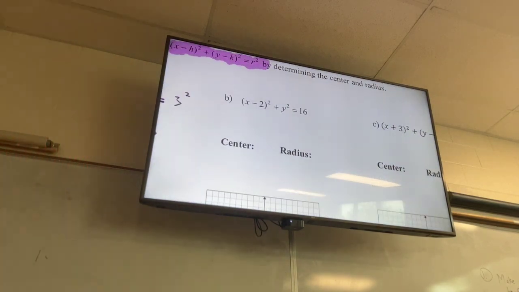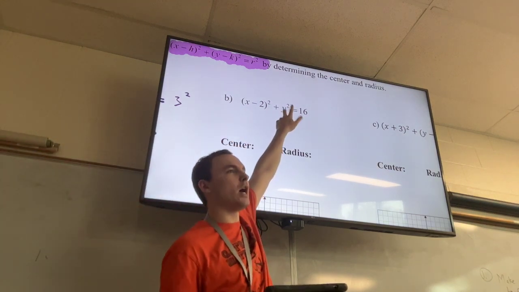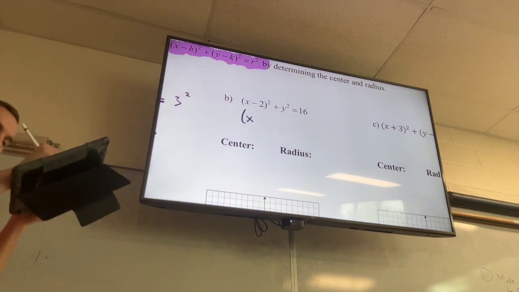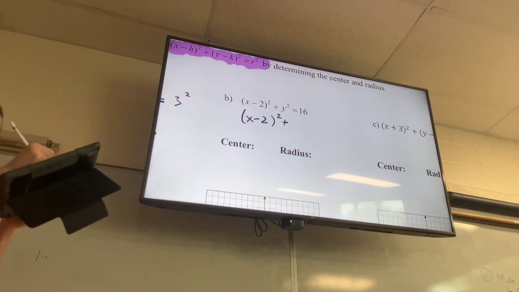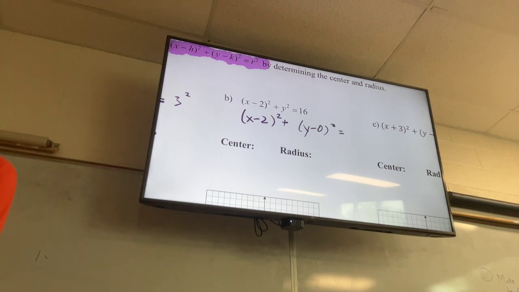All right, so let's put this one in the general form. I'm just missing what here? I should rewrite that as y minus 0. This is x minus 2 squared plus y minus 0 squared equals, and I should rewrite that 16 as what? 4 squared.